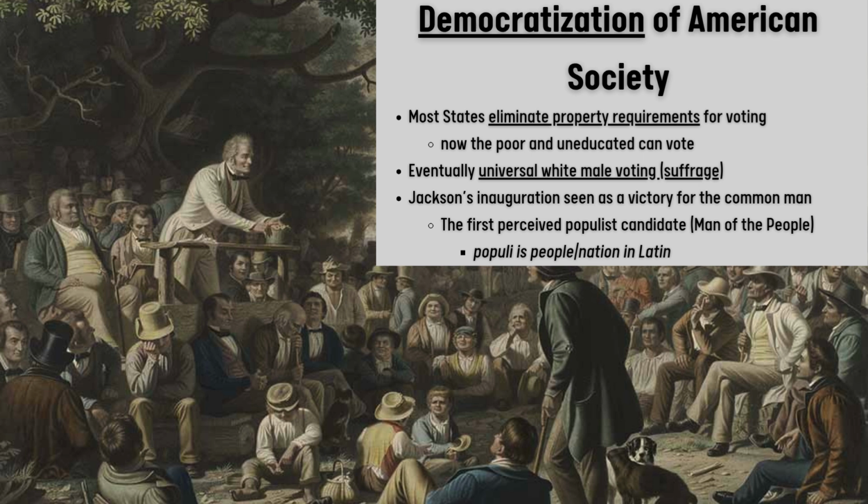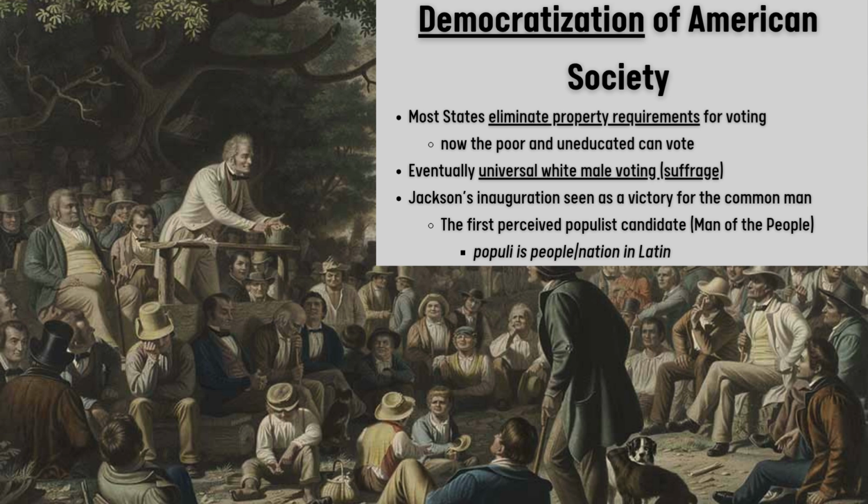Today, we're going to look at the democratization of American society. During this era, significant changes reshaped the electoral landscape. Most states removed property requirements for voting, opening the doors for the poor and uneducated to cast their votes. This was a monumental shift, as it eventually led to universal white male suffrage. Andrew Jackson's inauguration symbolized a triumph for the common man. He was the first perceived populist candidate, truly seen as the man of the people.